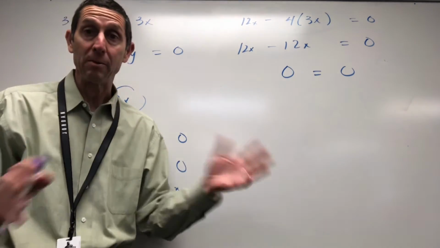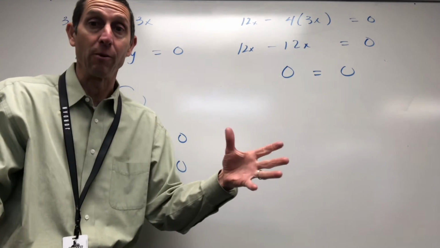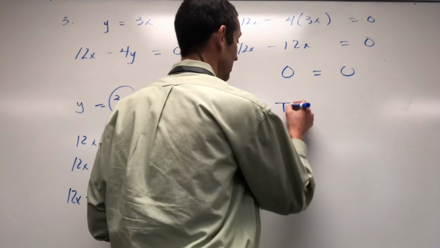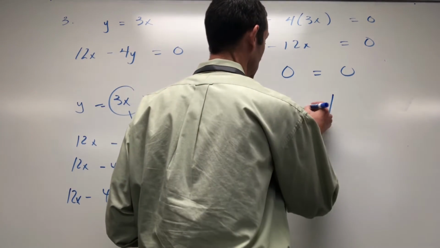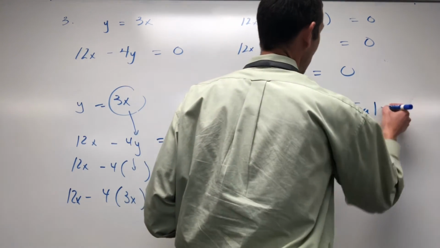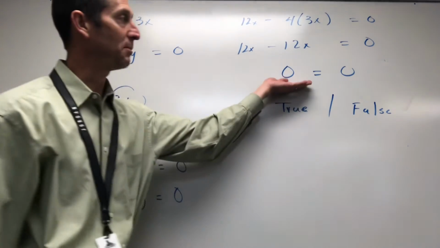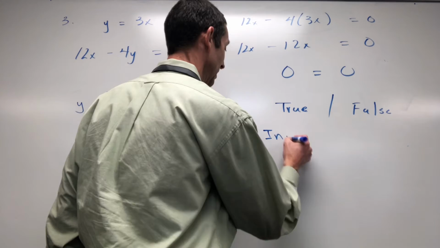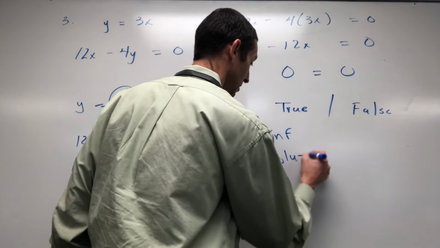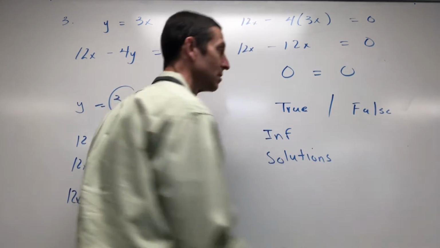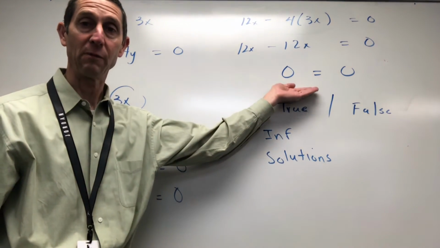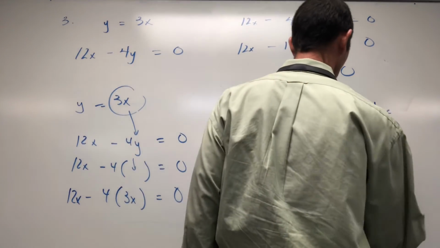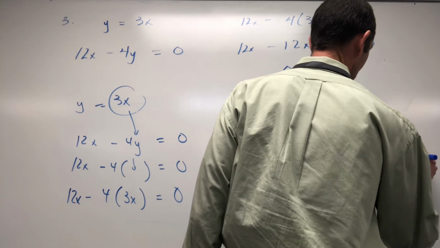Now, when that happens, you have no variable to solve for. You got to get into that true-false situation. So we've got true, we've got false. If this statement turns out to be true, then you're looking at an infinite amount of solutions. If this statement turns out to be false, no solution is going to work. So this will be no solution.